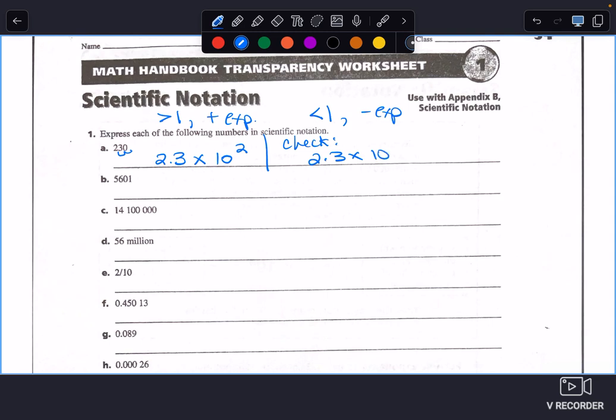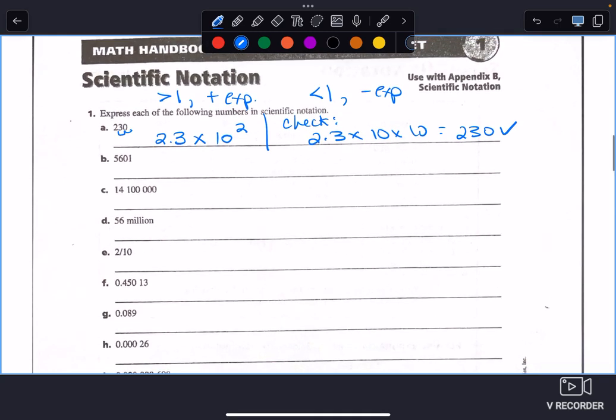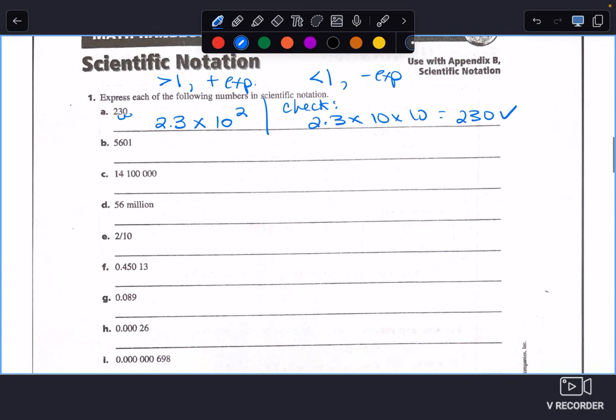2.3 times 10 times 10 definitely is 2.3 times 100, so it's 230. If you can't get the same answer back that you started with, you probably did something wrong, like maybe used the wrong exponent, or used the wrong sign on the exponent. And notice we just dropped off the 0, and that's fine. So if it's at the end or the beginning, we can drop them off. If it's in the middle, of course, we can't drop them off.